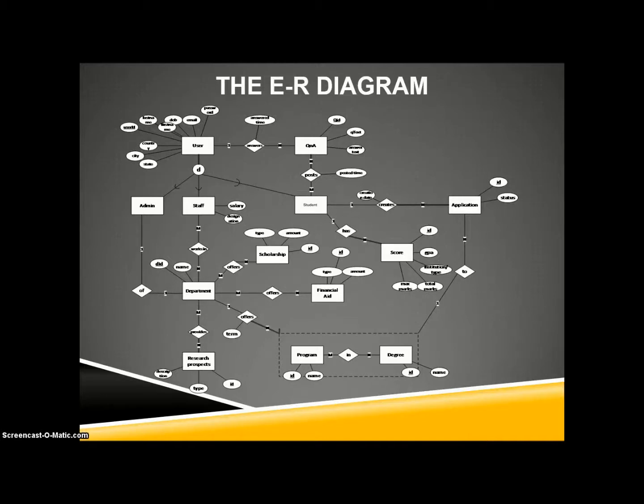Each department can have multiple staff members and each staff can work in multiple departments. So the multiplicity between staff and department is m is to n. Each department has only one admin who manages it. So the multiplicity between admin and department is 1 is to 1.